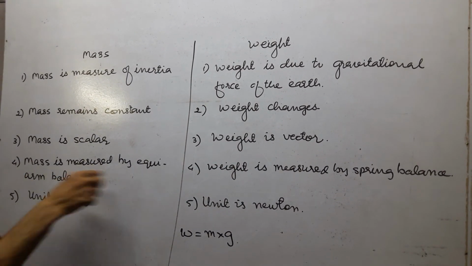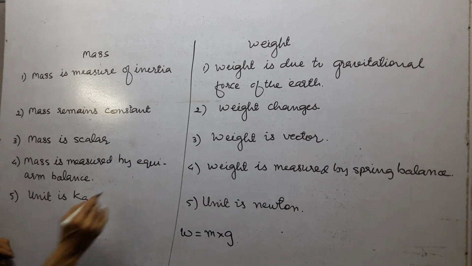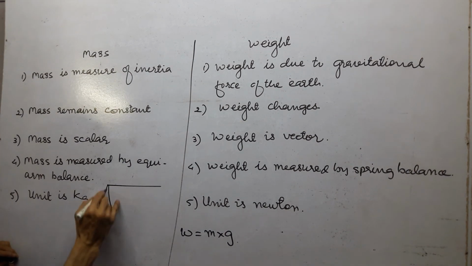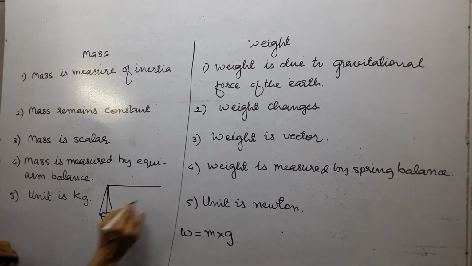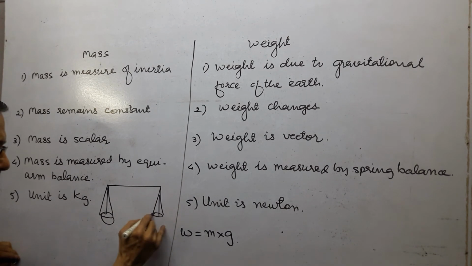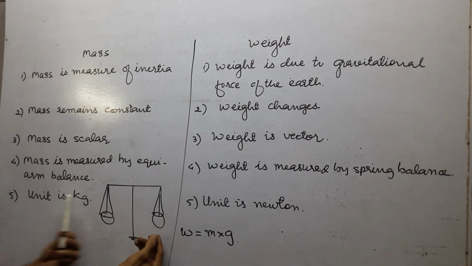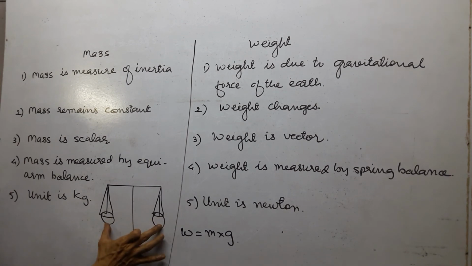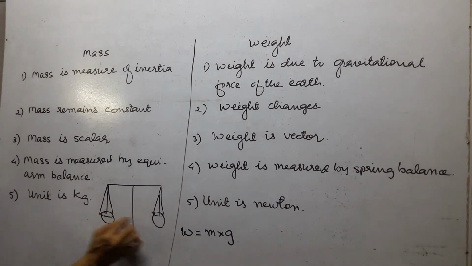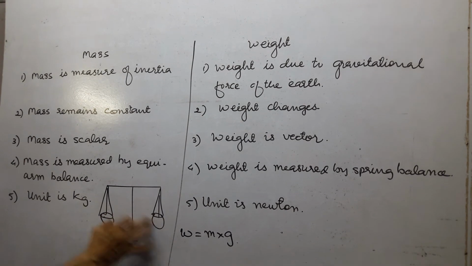Mass is measured by an equilibrium balance. We know this type of balance, which is called an equilibrium balance. The matter is the same on both sides, and the force acting on both, the gravitational force and the value of g, is also the same. Therefore mass is compared or measured by an equilibrium balance.